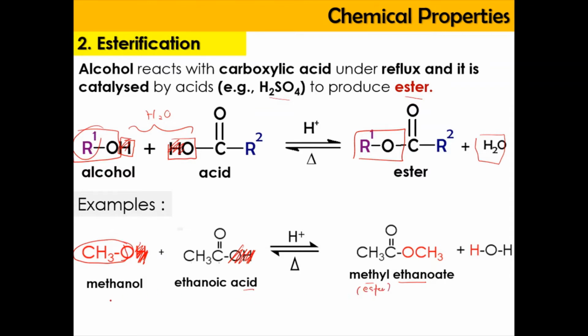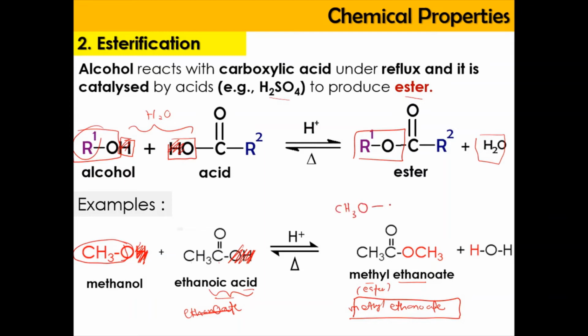Okay, and for the naming of an ester, you're going to name the alcohol first, which is methanol, so it's going to be methyl. And for the carboxylic acid part, you're going to change the name from oic acid to become oate. So that is why it becomes ethanoate. So for the ester, it's going to become methyl ethanoate. You will learn more about this in the chapter of carboxylic acid, which is chapter 10 for the semester 2 program.